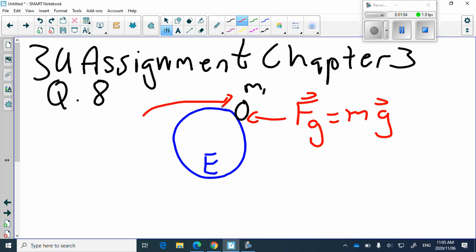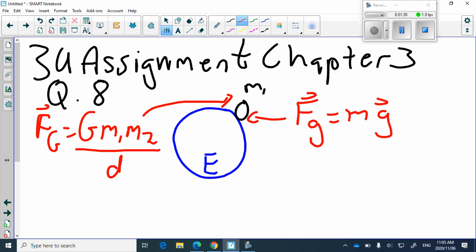By the very name of it, universal, it means it must work everywhere. Is the surface of the Earth part of everywhere? Yeah. If everywhere is everywhere, then that's part of everywhere. So that means this has to equal big G, M1, M2, all over the distance between object 1 and 2 squared. You remember this?